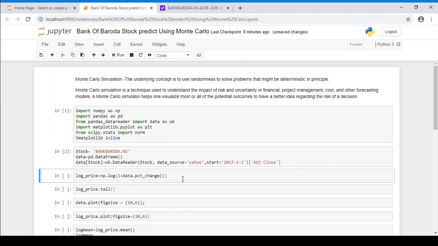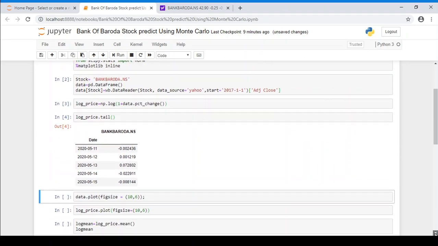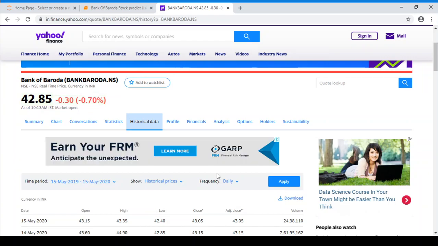And then I'm trying to understand the log price first of all. So np is from your NumPy and pct_change is the usage for understanding the log price. And now let's try to see from the tail the latest values. You could see the last 5 values. It's on till 15th May that we have brought in. So this is Yahoo Finance, which is running on 15th May.